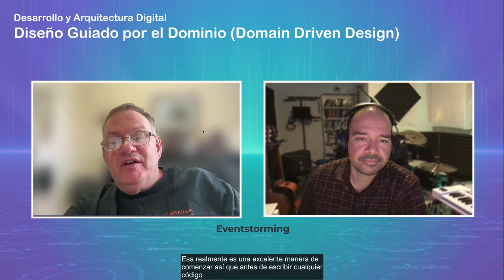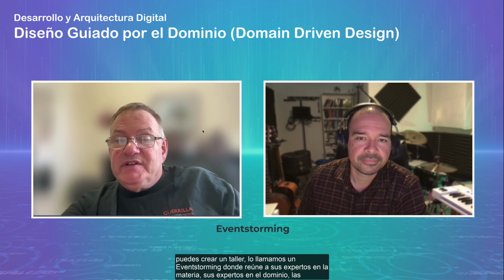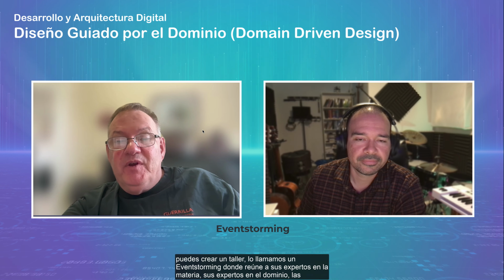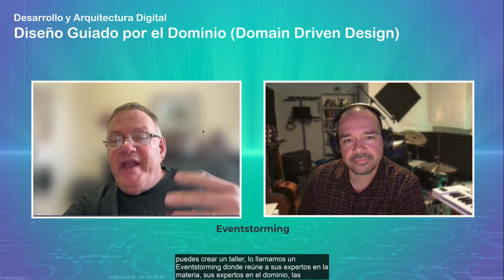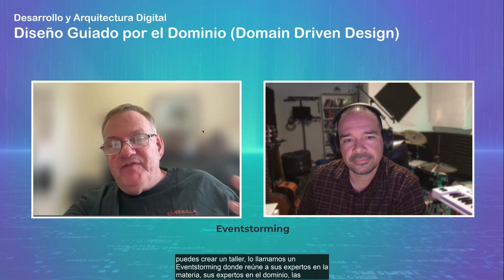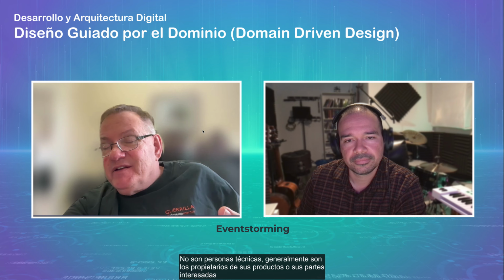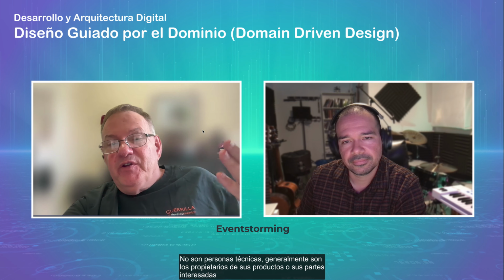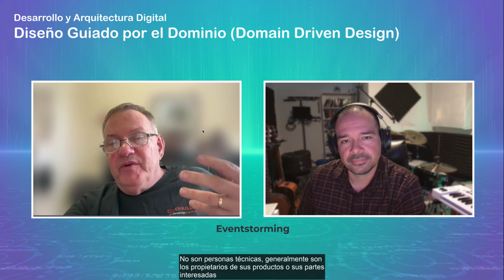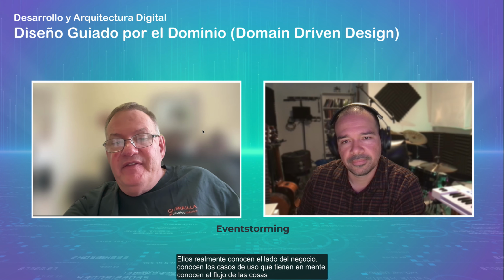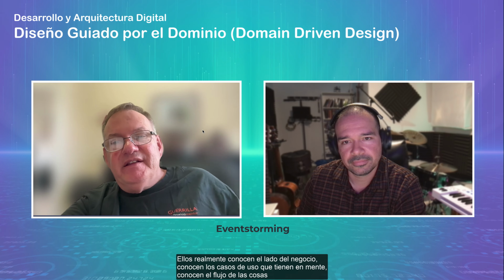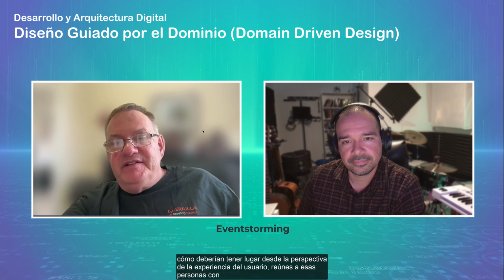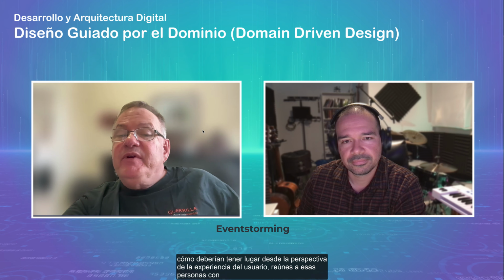Before you write any code, you can create a workshop. We call it an Eventstorming workshop, where you get together your subject matter experts, your domain experts, the people that are really familiar with the business. These are not technical people. These usually are your product owners or your stakeholders, and they really know the business side. They know the use cases that they have in mind. They know the flow of things as they should take place from a user experience perspective.